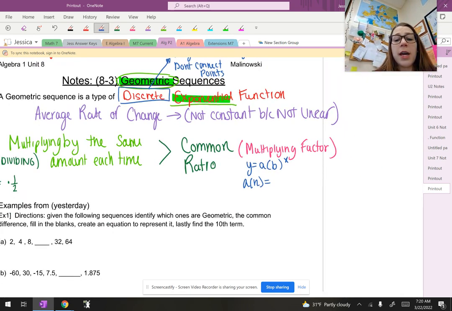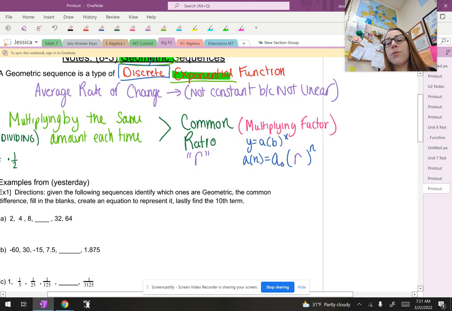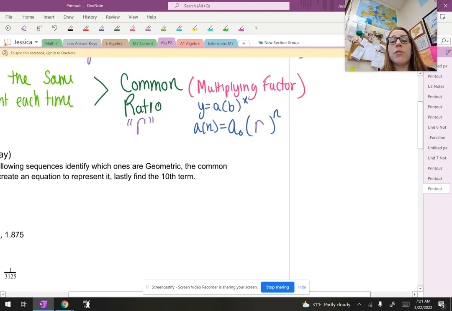So instead of just putting a, we're going to put a sub 0, in parentheses. Our multiplying factor, which was formerly known as b, is now our common ratio, which we are going to use the variable r to represent. And then instead of x, we are using n. So same kind of formula, just different pieces.